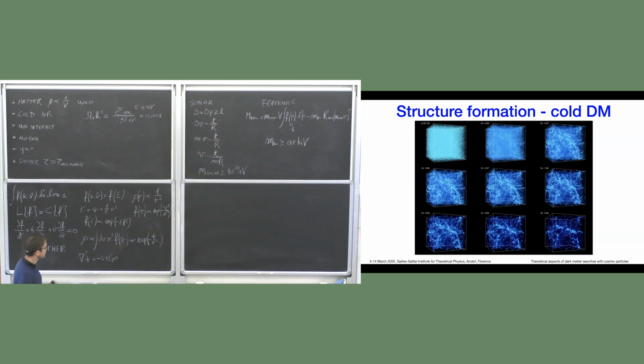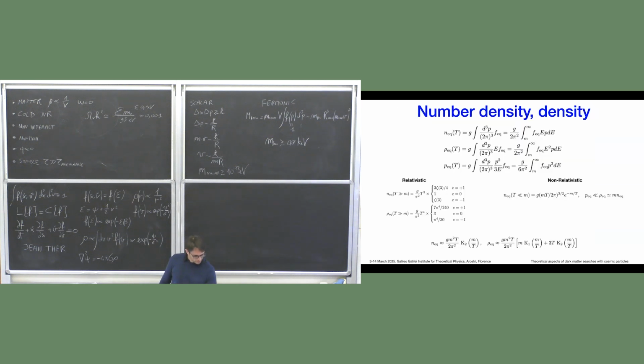Okay. But remember that here we have neglected the self-interaction of dark matter. Now we have to study in more detail what happens when dark matter particles collide and annihilate. And in particular, we have to study how dark matter density evolved in the early universe.